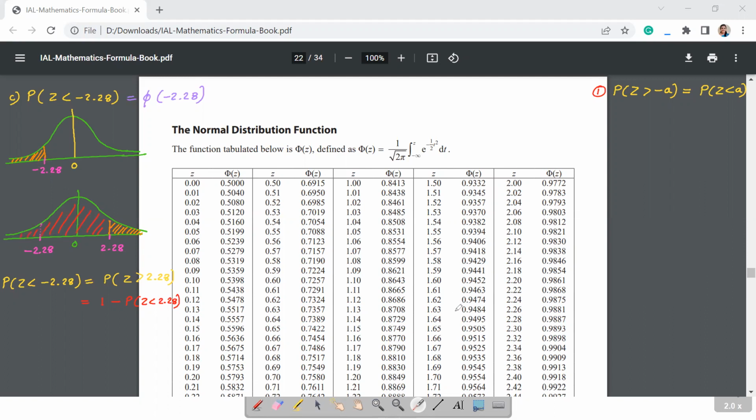So I go to 2.28. You have to go to 2.28. This is over here, I'm shading 2.28. So this is actually 1 minus Φ(2.28), right? Because the less than area is the Φ value directly. So 1 minus Φ(2.28) is 1 minus 0.9887. So how much is the answer? Is it 0.0113? Yeah.